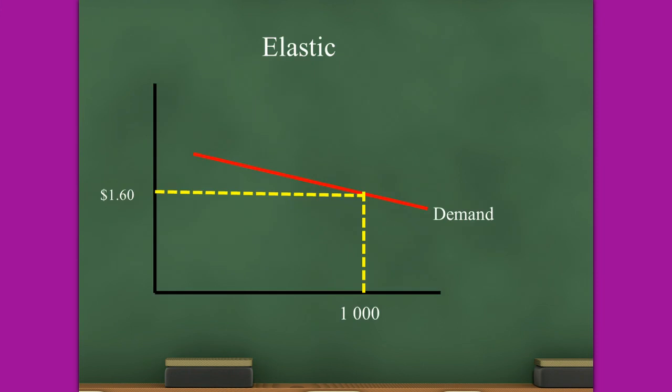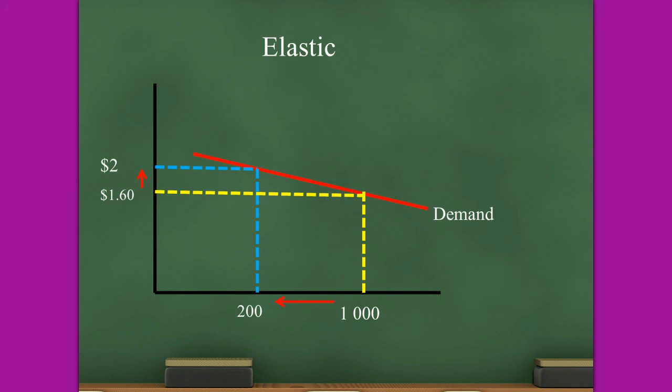So here we've got an elastic demand curve. Notice how it's nearly straight. It's not so steep anymore. Price is $1.60. Quantity is 1,000. So the price of whatever product, we'll assume it's a chocolate bar, goes up to $2 on our curve. Quantity falls to 200. So here we're seeing the price go up from $1.60 to $2.